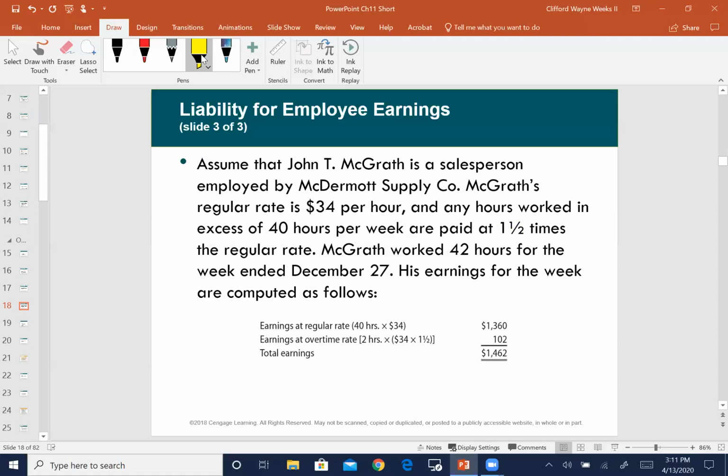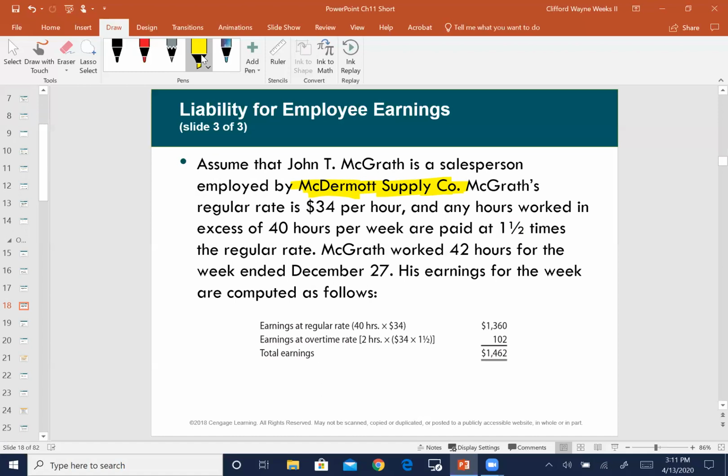And so we're going to run through this scenario, okay? We're the employer of John T. McGrath. He's a salesperson. Just so you know, we are McDermott, and so we're making the journal entries for McDermott. His regular wage is $34 an hour.